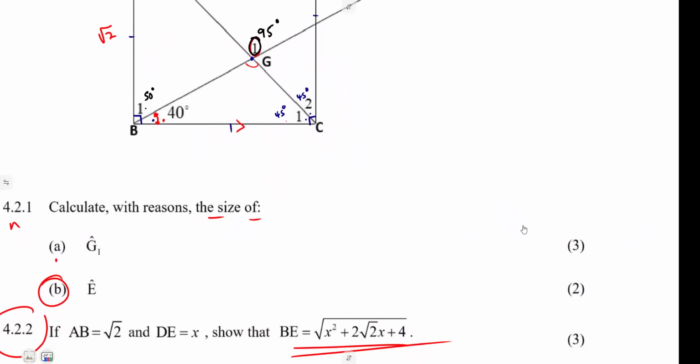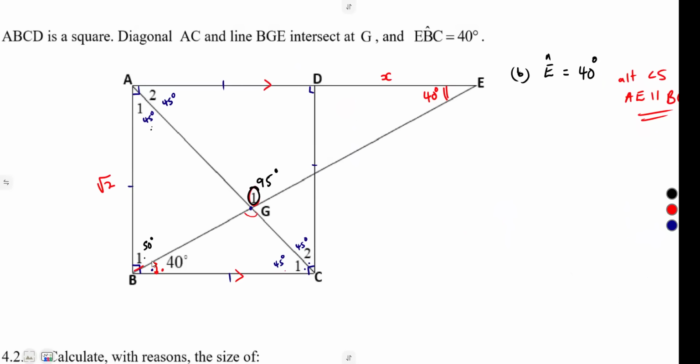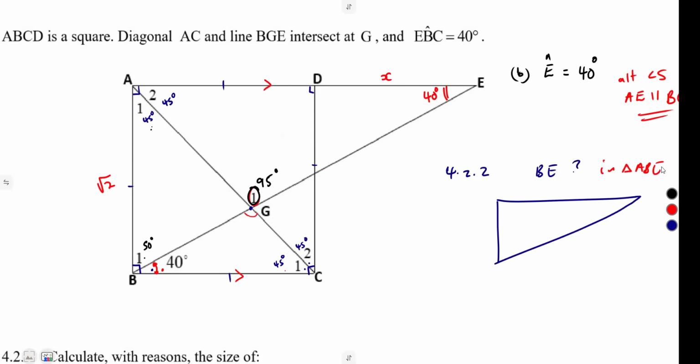Let's see what is happening here. B to E, this is our BE. This is simply, guys, a right angle triangle. BE is the one that we must prove. And it's a right angle triangle that is being formed if we are using this triangle ABE, where AB is square root of 2.